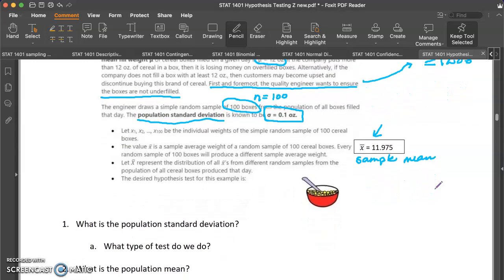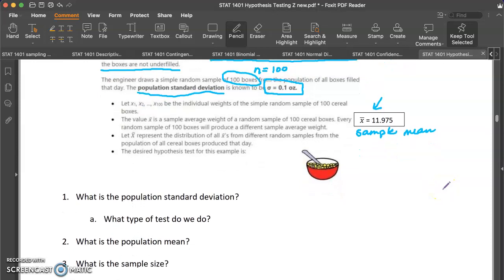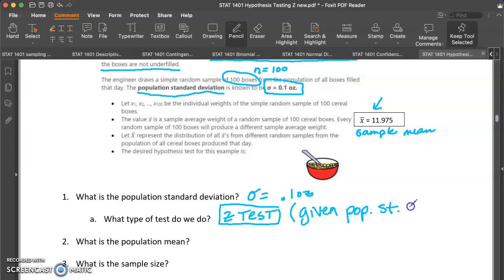What is the population standard deviation? I'll use the symbols each time since we're still kind of getting used to the symbols. The population symbol is sigma equals 0.1 ounces. And that means, okay, so if you're given the population standard deviation, you do a z-test. If you are not given the population standard deviation, then you would do a t-test. So that's the only difference between a z-test and a t-test. So I'll write that here. That's given, because we're given the population standard deviation. If you're not given the population standard deviation, again, you're just going to run a t-test on it.